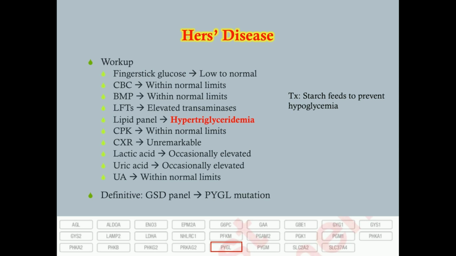They can't do it in von Gierke's because the problem is that final step, glucose 6-phosphatase. In Hers disease, they don't have a problem with G6-phosphatase. They can use fructose, they can use galactose. And so unlike in von Gierke's, you don't have to restrict fructose and galactose. They can use that in Hers disease.